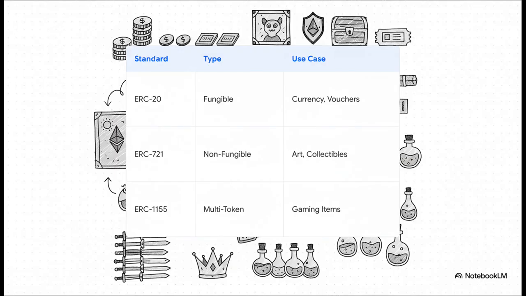What's pretty amazing is how organized all this is. The community has created these standards, which are kind of like blueprints for different types of tokens. So for example, ERC20 is the standard for interchangeable tokens, like a digital currency. ERC721 is the classic one for unique, one-of-a-kind NFTs, like a piece of art. And then you have more advanced ones like ERC1155, which is perfect for gaming because it can handle both unique items and, say, a stack of 100 health potions, all in the same contract.